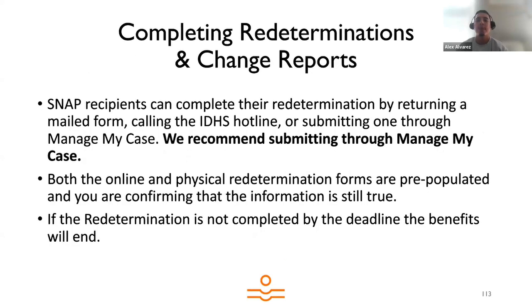All right, so completing redeterminations and change reports. SNAP recipients can complete their redetermination by returning a mailed form. They also can call the IDHS hotline, or they can also submit one through Manage My Case. We personally recommend submitting through Manage My Case just because it expedites the case a bit more. Both the online and physical redeterminations are already going to come pre-populated. So basically, all you're doing is just confirming that the information on there is still true. If that redetermination, and this is very important, is not completed by the deadline, the SNAP benefits in this case do terminate.